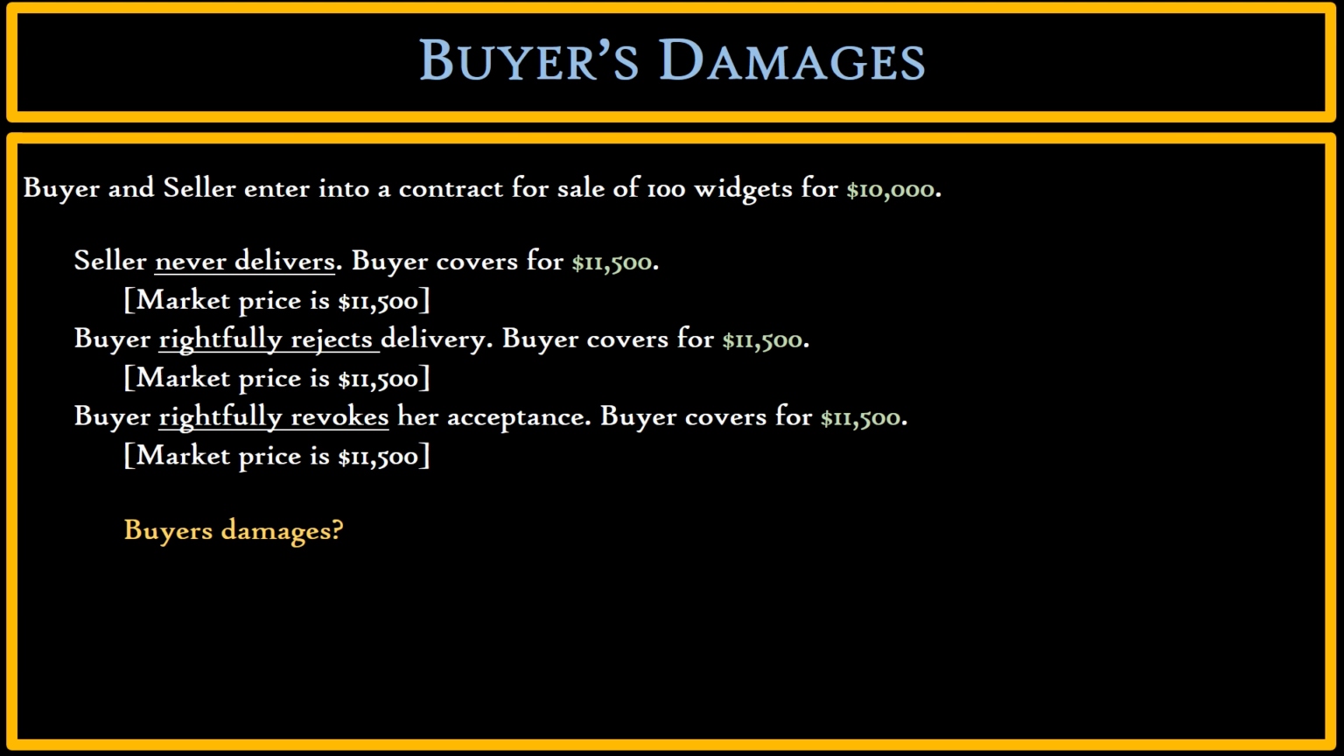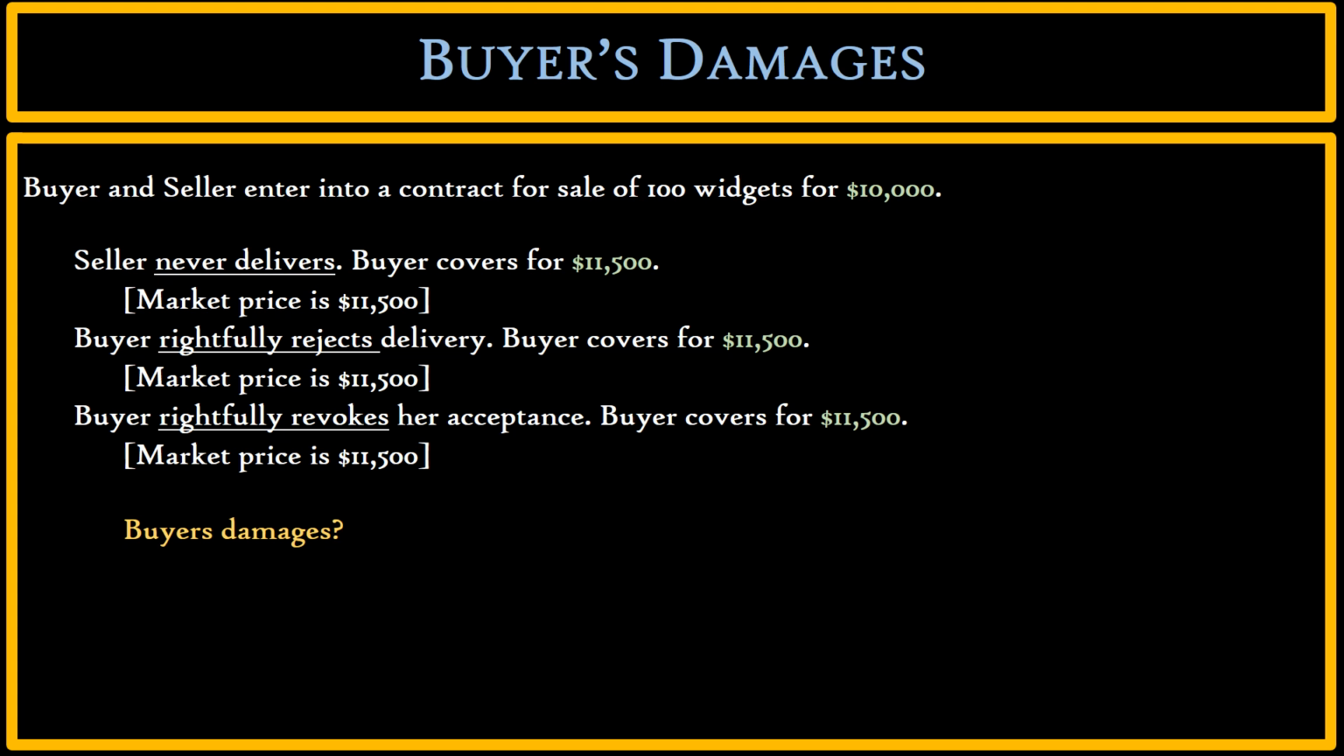So in each of these situations, seller has breached, buyer covers for more than the contract price. The contract price was $10,000, buyer covers for $11,500. I'm assuming this was all reasonable cover, right? Buyer covered in a commercially reasonable way. So what will buyer's damages be?